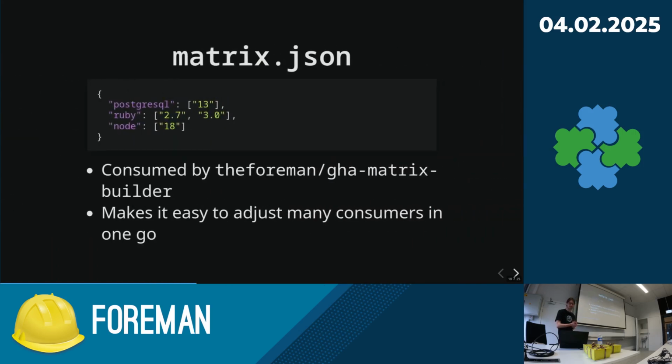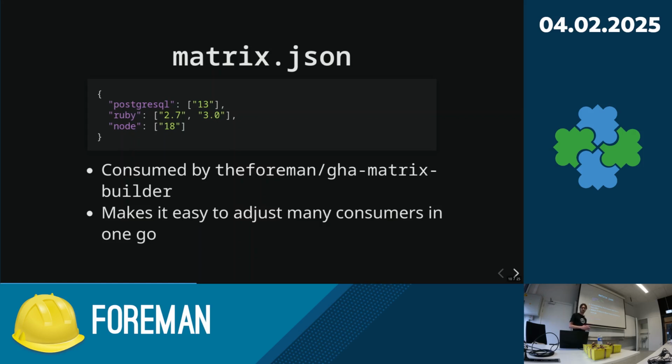But we talked earlier about the testing matrix. So what we've done is we have a matrix.json file in the Foreman repository itself, which basically tells you these are the versions you need to support. And we've standardized on Postgres 13. Ruby, you can still see 2.7 and 3.0. Soon I hope to drop 2.7 and add 3.1 and move beyond that.